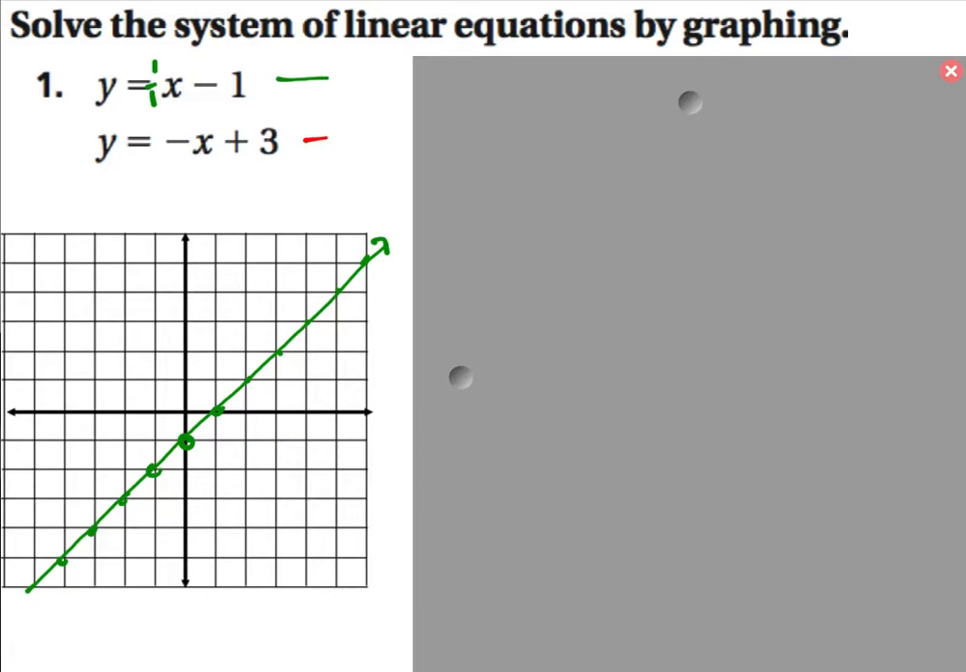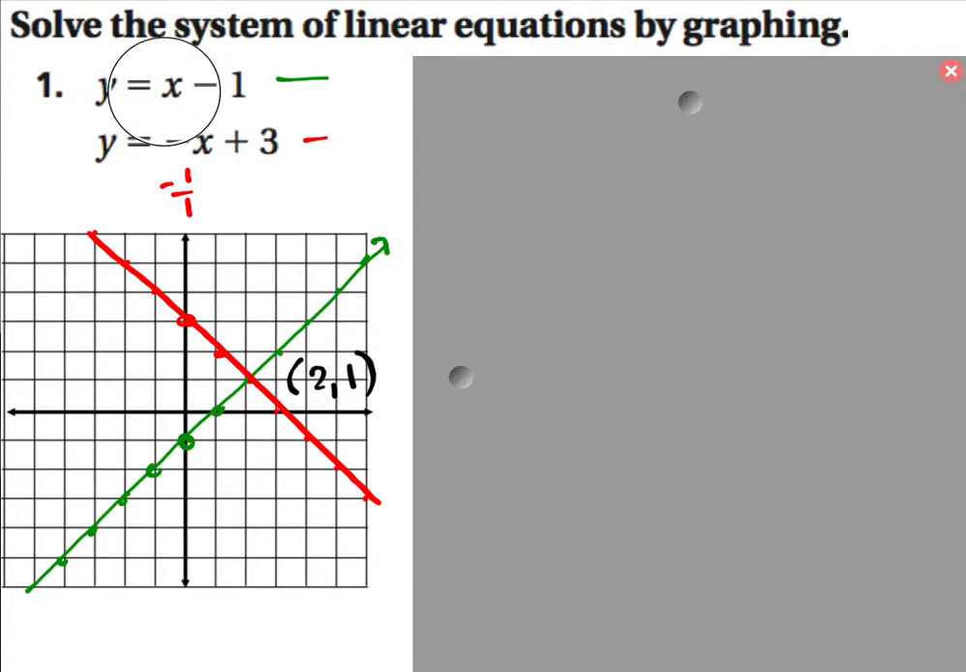y equals negative x plus 3. It starts with a y-intercept at 3. The slope is negative 1 over 1, so down 1 over 1, and up 1, back 1, and we get this graph. It looks like it crosses right here at the point 2, 1. So let's verify that that is the correct solution. Plugging in the point 2, 1.